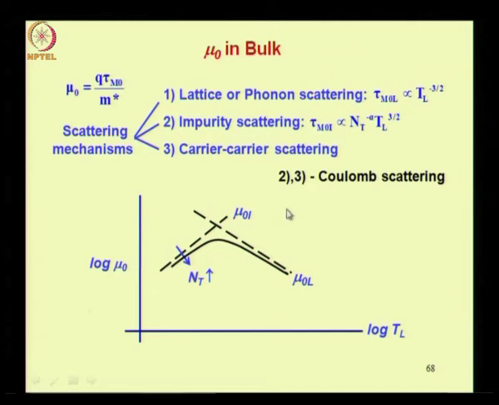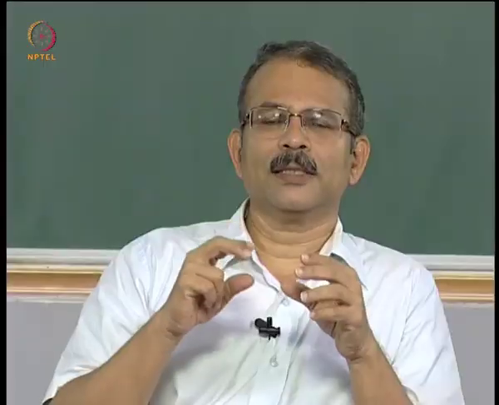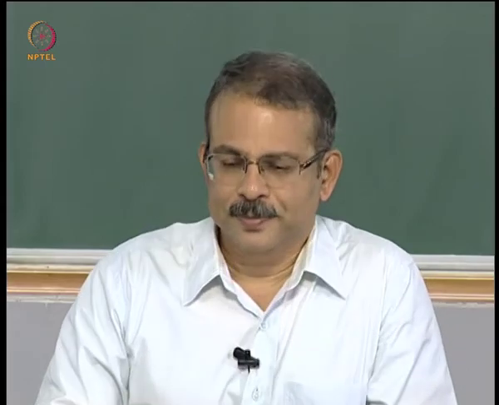Now I just want to remark that 2 and 3, that is carrier scattering and impurity scattering, are both referred to as Coulomb scattering, because in both of these cases the reason for the change in direction of the carrier motion is the Coulomb forces of attraction or repulsion between the entity that is scattering and the carrier.